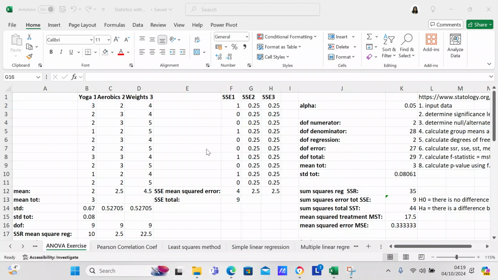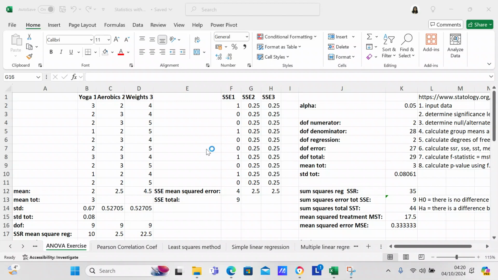So I just have this exercise data, where they wanted to see how much stress they had when they did yoga, how much stress they had when they did aerobics, and how much stress they had when they did weights. And so that's what we're going to work on.